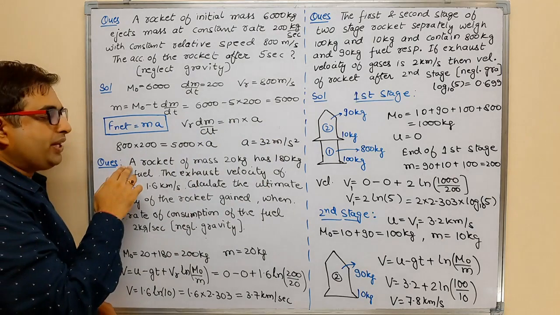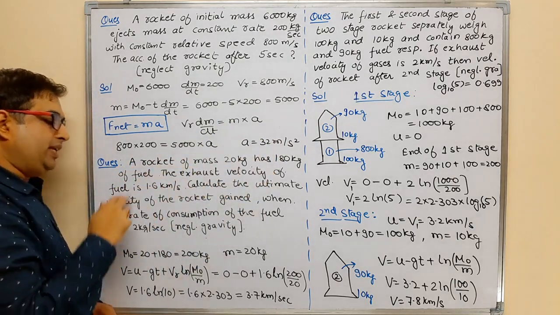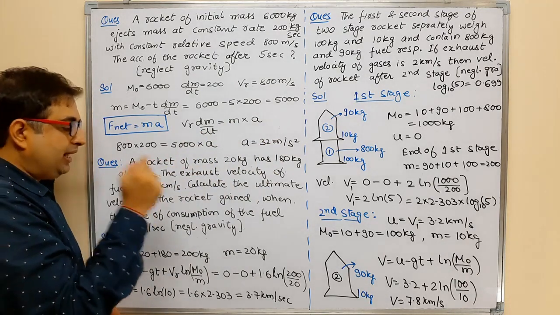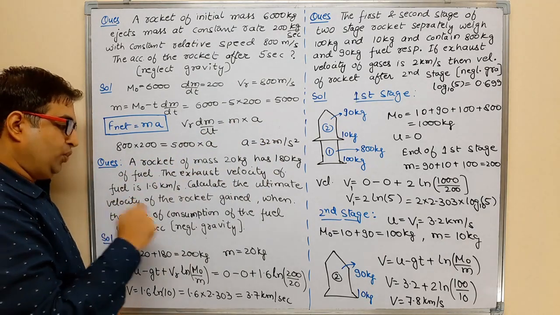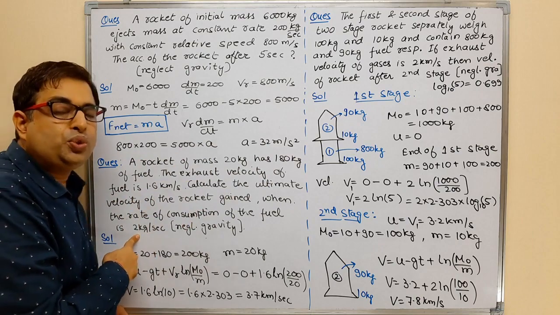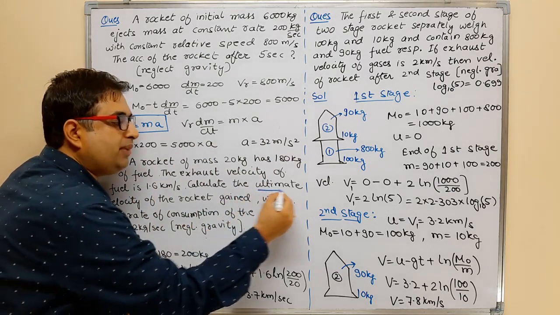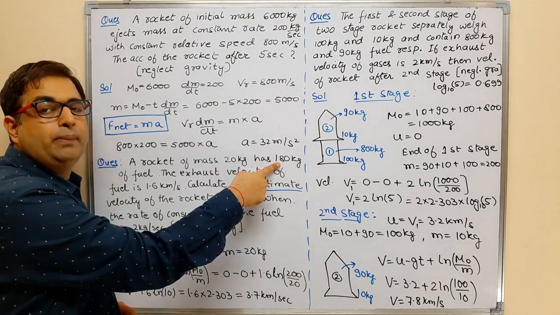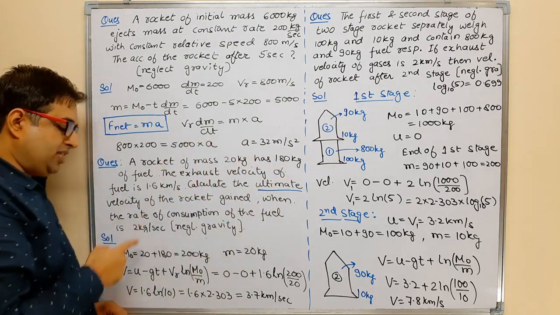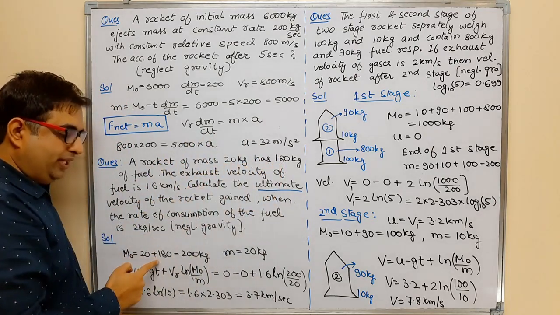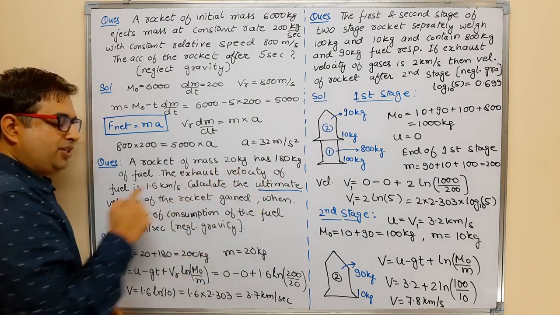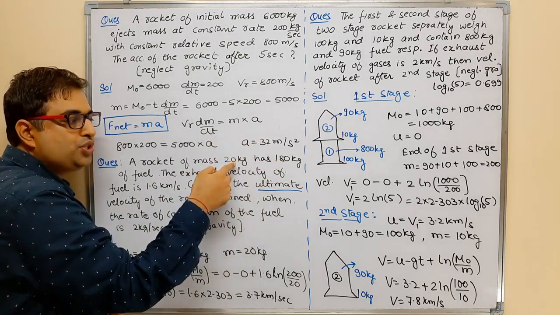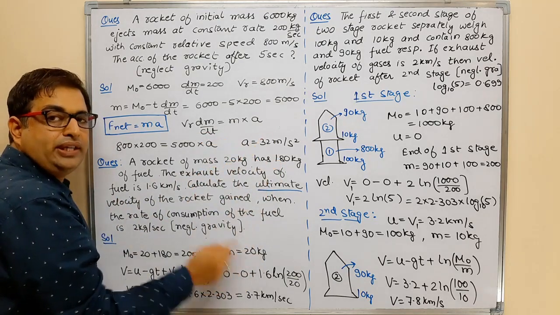Next, a rocket of mass 20 kg has 180 kg fuel, exhaust velocity 1.6 km per second. Find the ultimate velocity of the rocket if fuel consumption rate is 2 kg per second. Ultimate velocity means the final velocity of the rocket when complete fuel will burn out. That means initial mass of the rocket is 200 kg. Ultimate velocity is at mass 20 kg. 180 kg is out, so total mass of the rocket is 20 kg now.